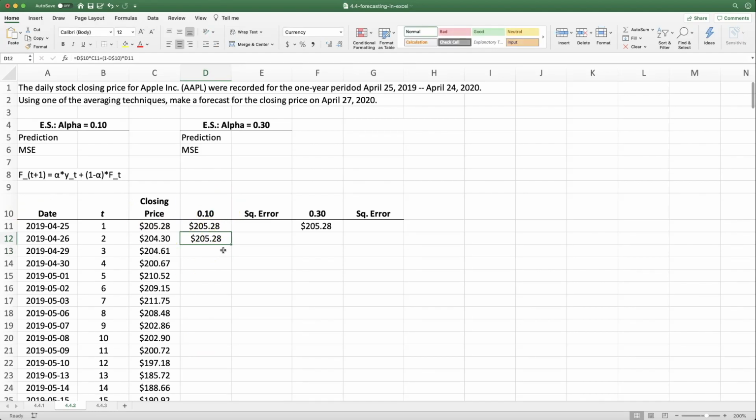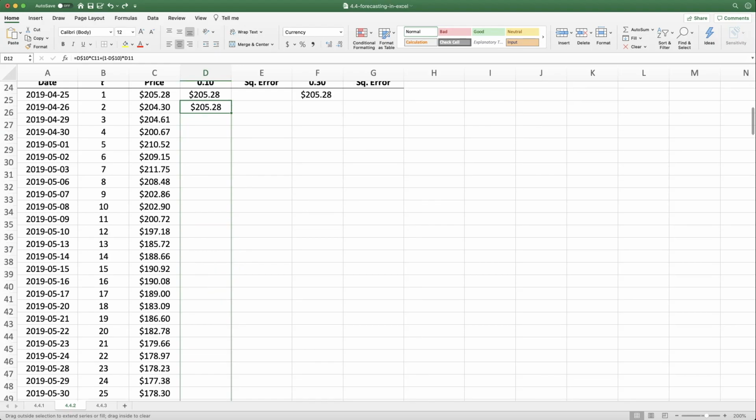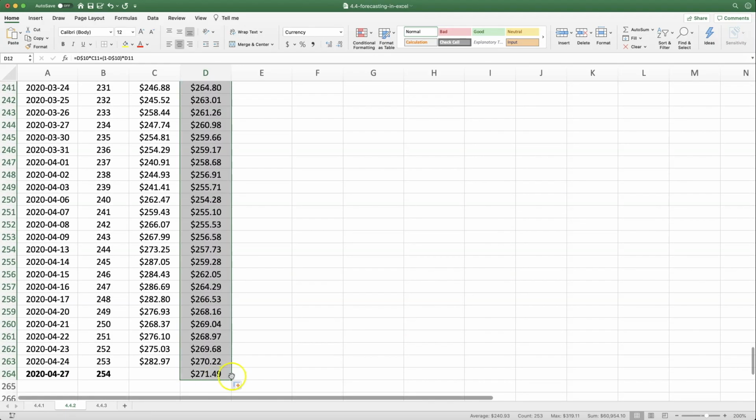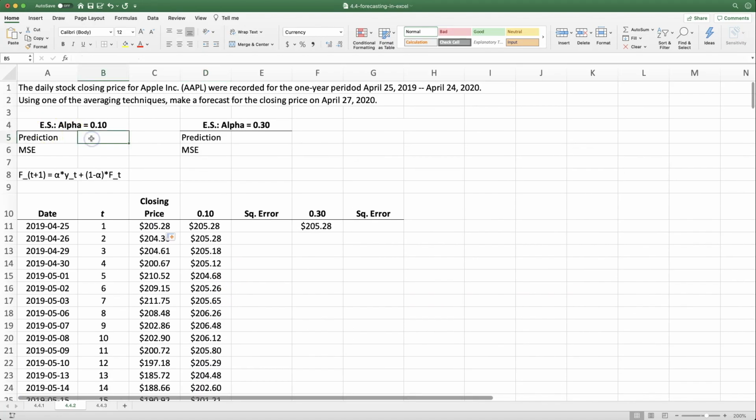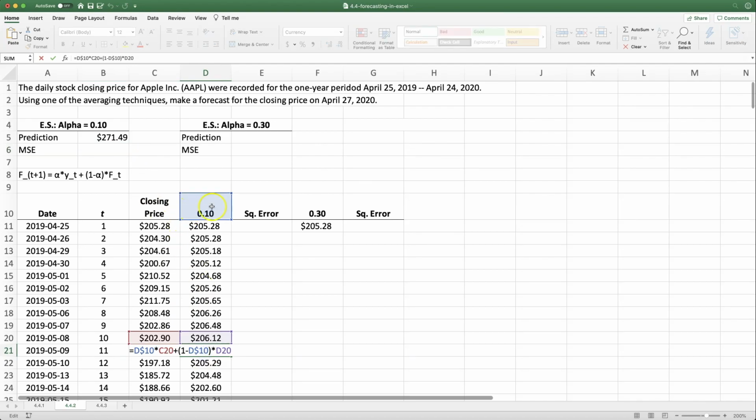Hit enter. Of course, this forecast is going to be exactly the same as day 1. Don't be alarmed. This is just because the forecast and the observation were the same. I am now going to autofill this down to the bottom. And we have a forecast 271.49. That's in cell D264. I'm going to make a reference to that up at the top. And notice again, just because I fixed that row reference on the D10 here, when I moved the formula down, the reference to the smoothing constant did not move.